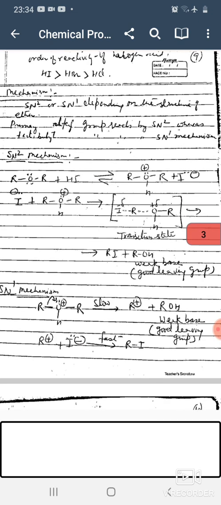Next, mechanism of the SN1 reaction. The oxonium ion reaction is slow and it gives the carbocation plus ROH, the weak base. Now this R positive and I negative reaction is fast and the RI is formed.